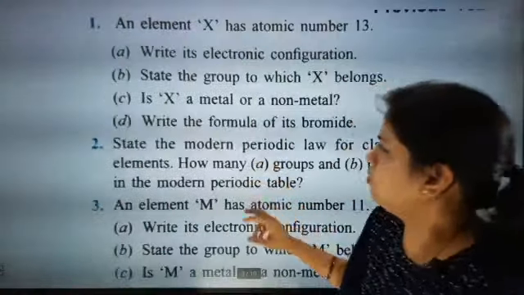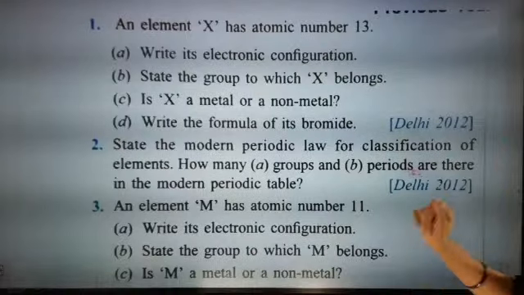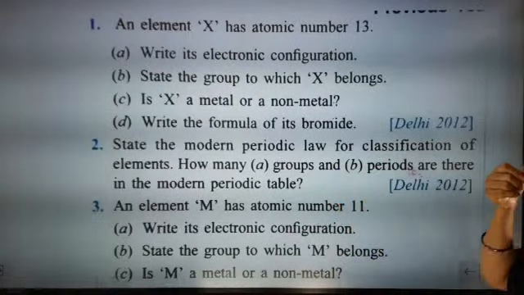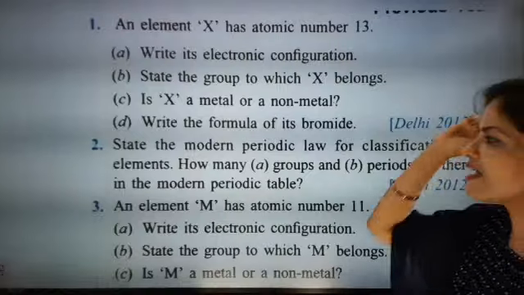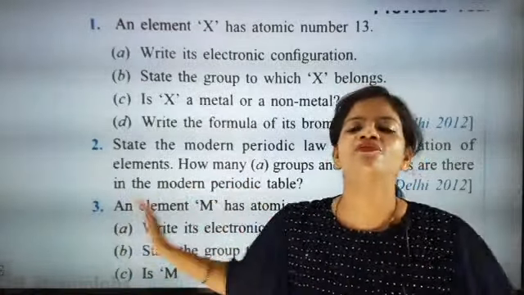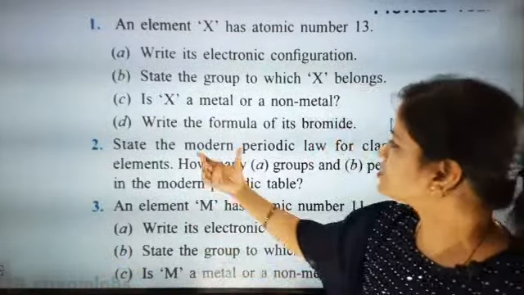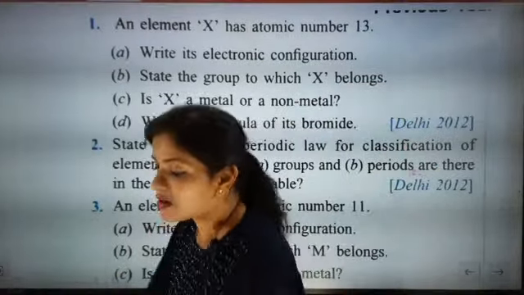Now the next question is: state the modern periodic law for classification of elements. How many groups and periods are there in the modern periodic table? See, this is exactly the kind of question where you have freedom, freedom to explore yourself. So state the modern periodic law of classification of elements. What is the basis of it?